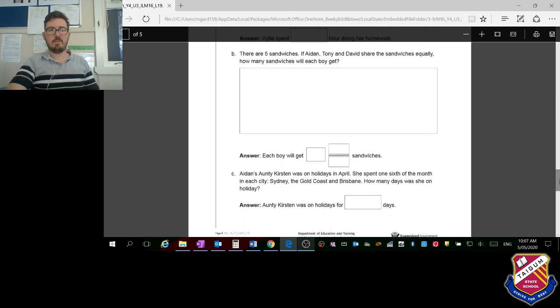B. There are 5 sandwiches. If Aiden, Tony and David share the sandwiches equally, how many sandwiches will each boy get? Tricky. 5 sandwiches, each of them has to get a third. So what you need to do is draw 5 sandwiches, cut each of those sandwiches into thirds, and work out how many each person will get. Off you go, give B a try.